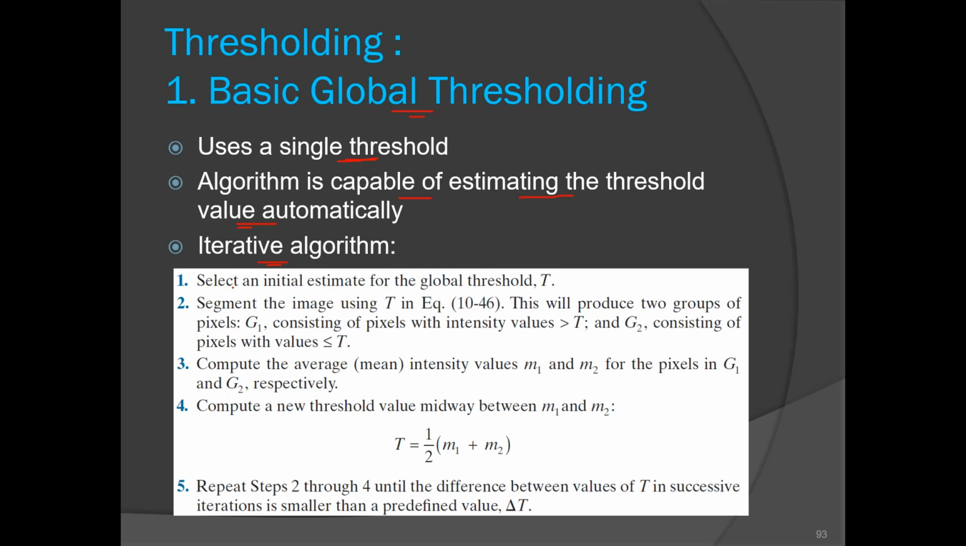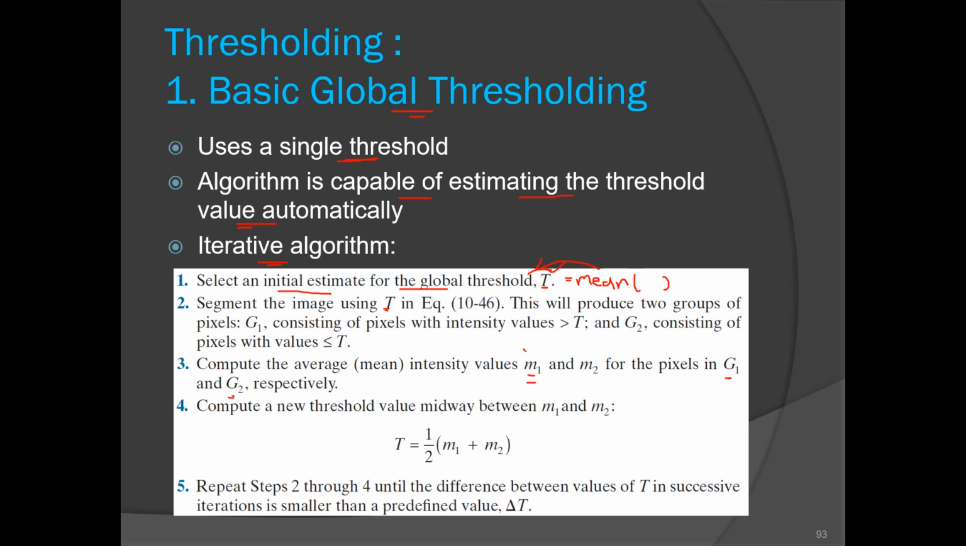So initially select an initial estimate for the global threshold T. Okay, you set the value of T randomly. So actually in reality we set this T equal to the mean intensity level. We find the mean intensity level and that value is set to T. Then second one, segment the image using T. Okay, this will produce 2 groups of pixels, G1 and G2. Okay, now we'll calculate the mean value for G1 and G2. Okay, some pixels will fall in G1 group and some pixels will fall in G2 group.